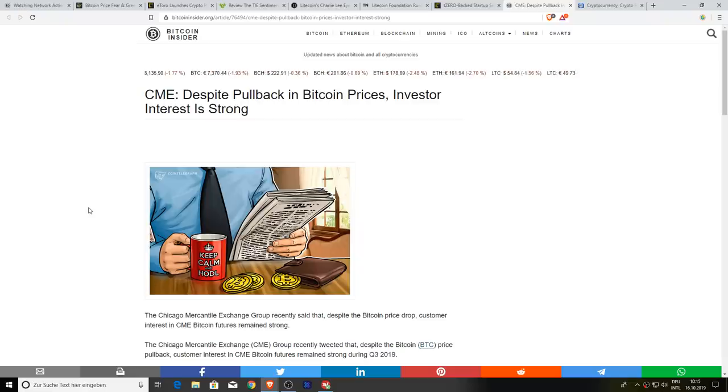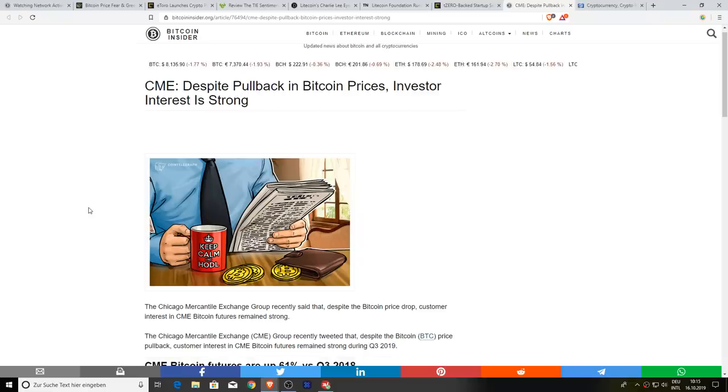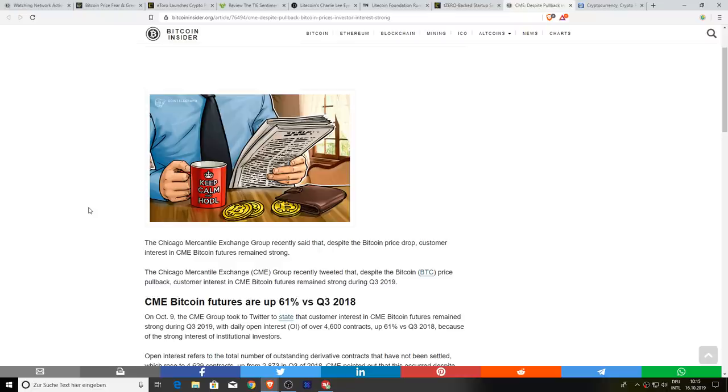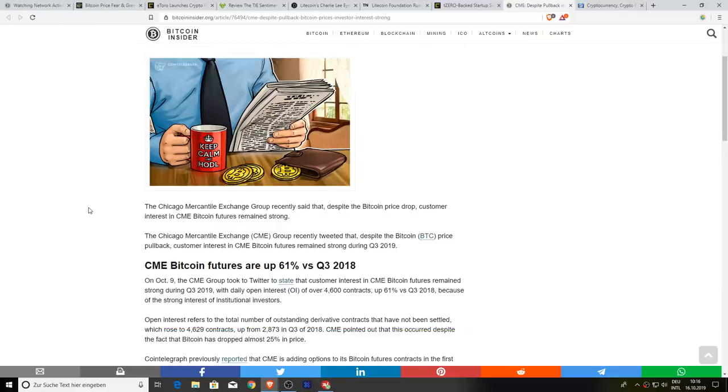To kind of finish things off, the CME, the Chicago Mercantile Exchange Group, recently said that despite the Bitcoin price drop, customers' interest in CME Bitcoin futures remained strong. The Chicago Mercantile Exchange Group recently tweeted that despite the Bitcoin price pullback, customer interest remained strong in quarter three of 2019. On the 9th of October, the CME Group took to Twitter to state that customer interest in CME Bitcoin futures remained strong, with daily open interest, or OI, of over 4,600 contracts, up 61% from quarter three of 2018, because of the strong interest of institutional investors.